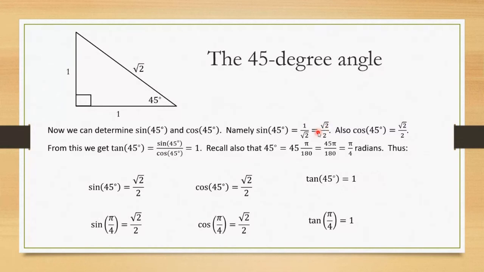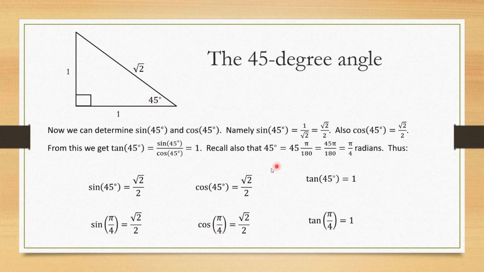I did do that for the other class because someone asked the question. But again, I think we've done this before. You could just multiply top and bottom by the square root of 2. Doing so, you get square root of 2 divided by 2. Cosine of 45 degrees turns out to also be, well, it's adjacent over hypotenuse, which is 1 over square root of 2.